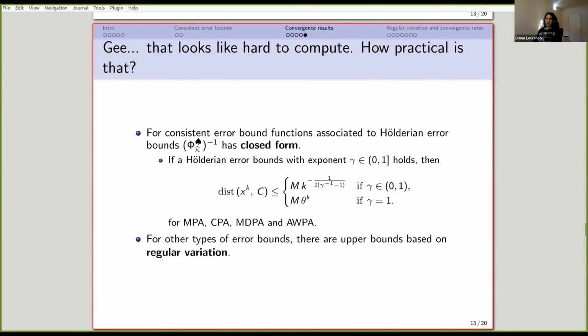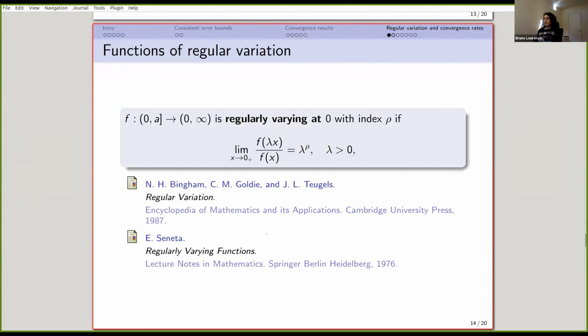Now, if your error bound is not Holderian, there is still hope to use this kind of tool, using something called regular variation. I got the impression that regular variation is not a tool very used in optimization. I might be wrong, but this appears a lot in the probability literature. You can find more about this in these two books. These people are all people who have worked on probability theory, where it is used to analyze things when you want to understand the asymptotic behavior of a function.